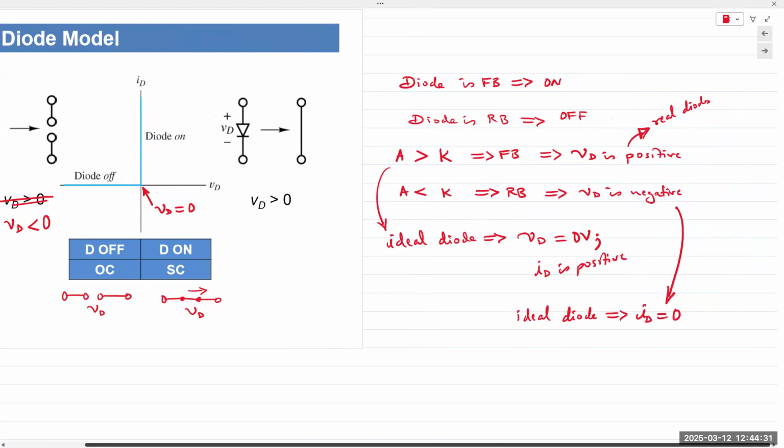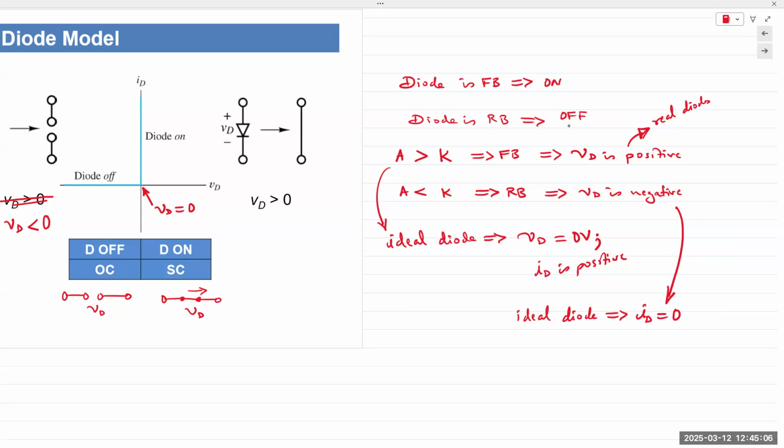So we make that assumption based on the circuit conditions. If the anode is higher than the cathode, the diode is forward biased, hence it's on. You replace it with a short circuit. If the anode is lower than the cathode, the diode is off, reverse biased, open circuit. So you replace it based on your assumptions. Then you do your calculations and you check.